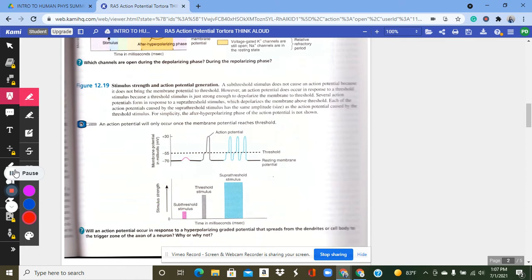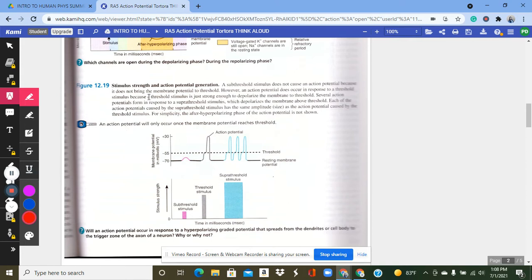Several action potentials form in response to a supra-threshold stimulus, which depolarizes the membrane above threshold. Each of the action potentials caused by the supra-threshold stimulus has the same amplitude size as the action potential caused by the threshold stimulus. For simplicity, the after-hyperpolarizing phase of the action potential is not shown.